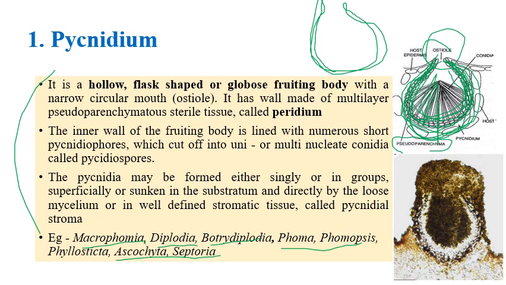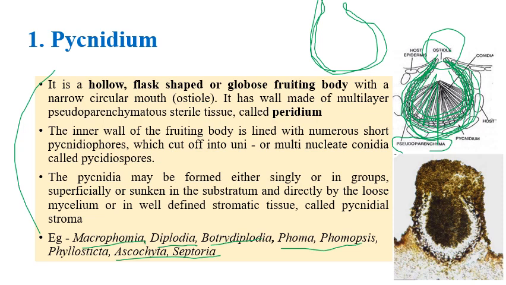So I repeat the important points of the pycnidium. It is a hollow or flask shaped structure with a multi-layered wall, the outer membrane composed of pseudoparenchymatous tissues, called the peridium. Inside, it is lined with short conidiophores, called pycnidiophores because it's a pycnidium, from where the pycnidiospores are produced. Examples of fungi include Macrophomina, and these are the few examples I have given.